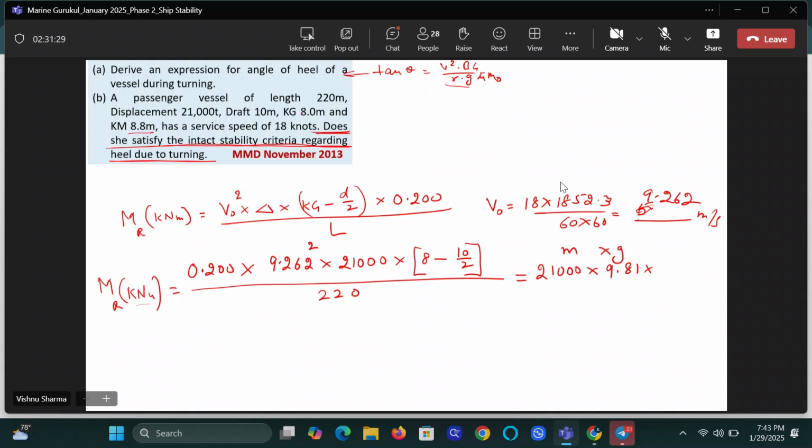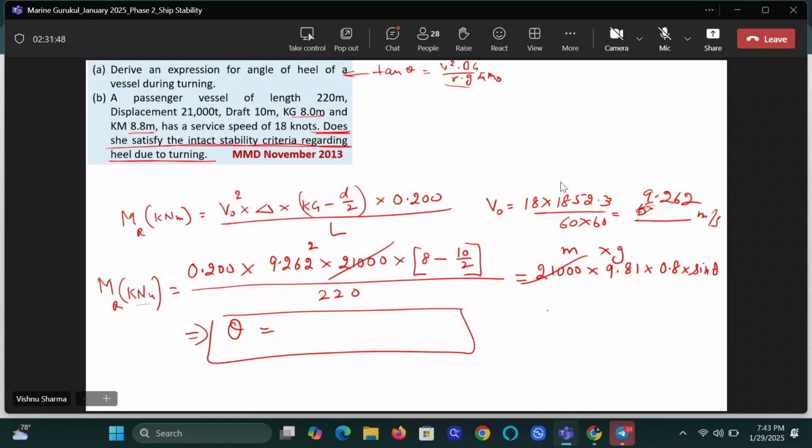KM is 8.8, KG is 8, so GM is 0.8, and there is no FSC given, right? Yes, sir. 0.8 into sin theta. 21,000 tons gets cancelled. And now you can calculate theta by sine inverse and see, 1.71 degrees. Is it less than 10 degrees? Yes, sir. So the vessel is in compliance with this requirement of intact stability regarding heel due to turning.